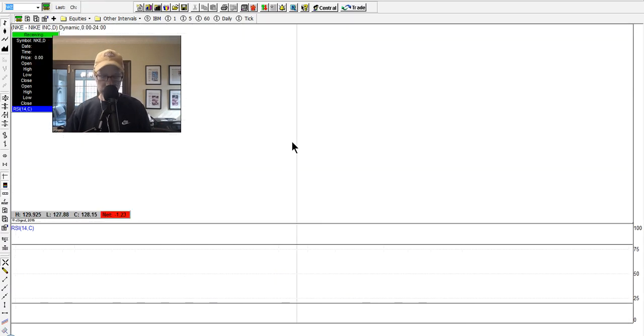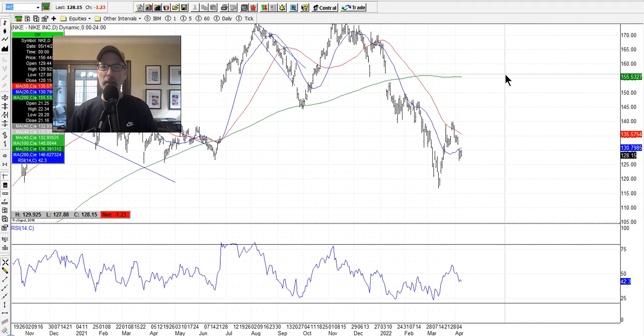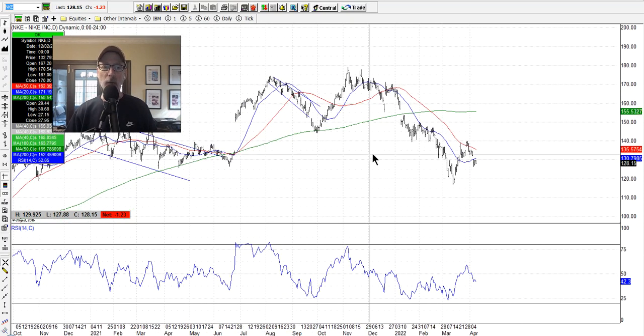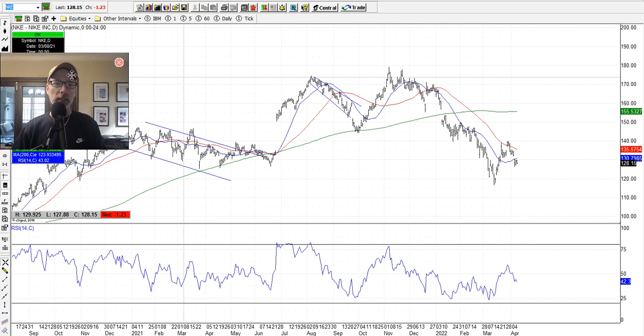Nike, same thing. A stalwart of a company, best known brand on the planet. It's been coming down. We sold some put spreads on Nike because I'm hoping that we found a bottom here. But in the long run, Nike's probably going to go back up.